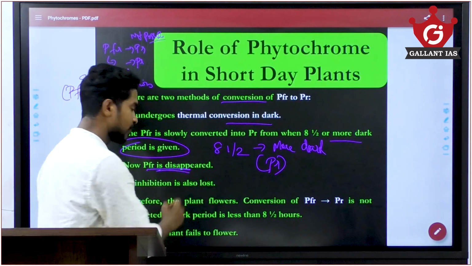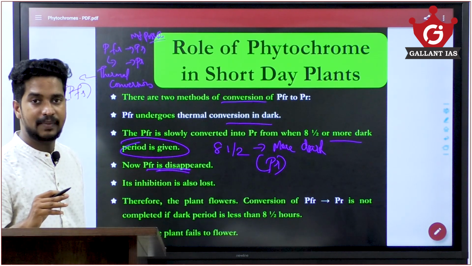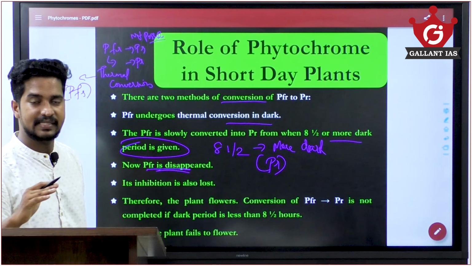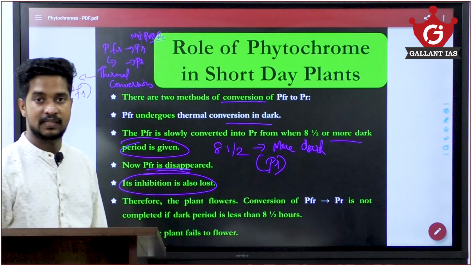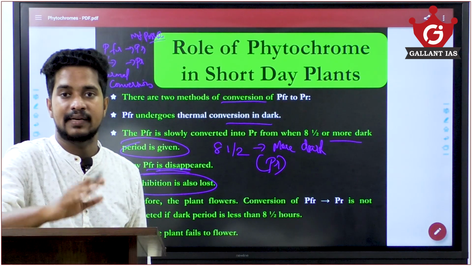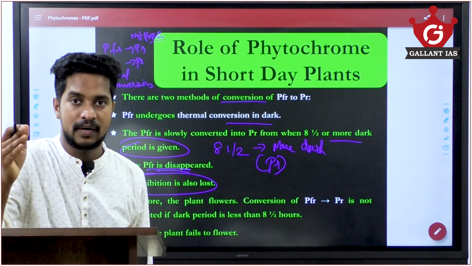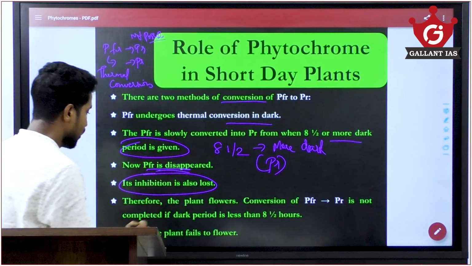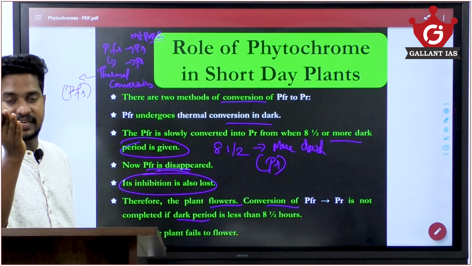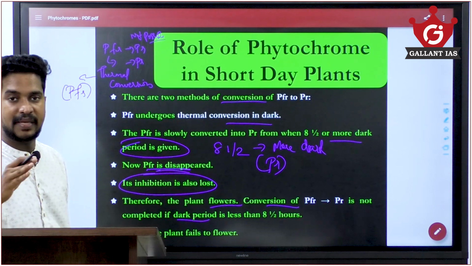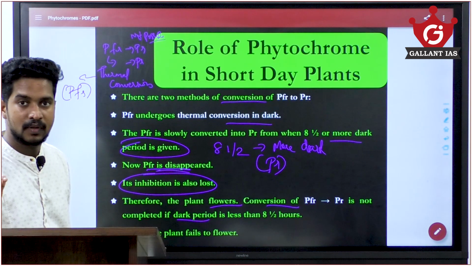It is important. If 8 and a half or more hours of dark period is there, whatever PFR accumulated at the end of the light period is converted back to PR, and the PFR disappears. If PFR disappears, it loses its inhibition and the short day plants will flower. That means PR is there, and this PR will activate the flowering hormone florigen, and therefore the plant flowers. If the dark period is less than 8 and a half hours, the conversion of PFR to PR is not completed, so short day plants will not flower. Hope it's all clear for you.